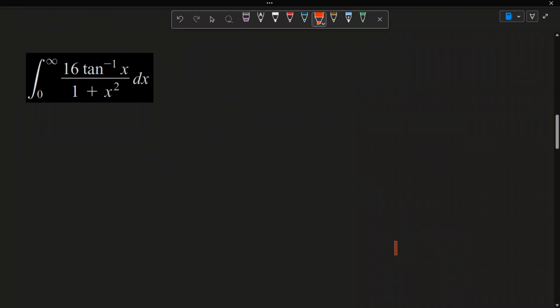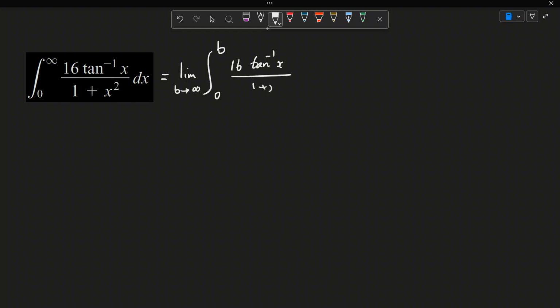So as an example of type 1 improper integral, we can see that this function is continuous from 0 to infinity. But since one of the limits is infinity, to study this, we need to write a limit. From 0, instead of the upper limit I write b, and we say that b approaches infinity, 16 tan inverse x divided by 1 plus x squared dx.